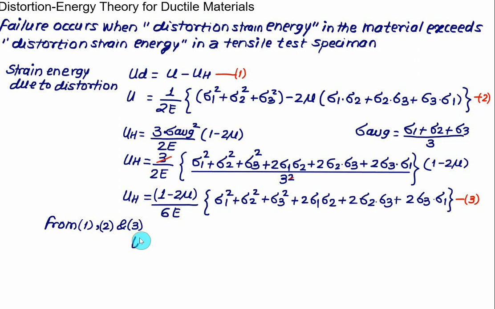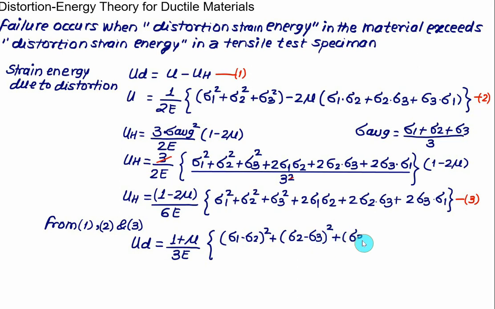So finally we are left with strain energy due to distortion equal to (1 plus Poisson's ratio mu) divided by 3E, multiplied by (sigma 1 minus sigma 2) whole square plus (sigma 2 minus sigma 3) whole square plus (sigma 3 minus sigma 1) whole square, and the whole thing is divided by, since I have written 3 here, I have to divide by 2. So 3 into 2 will be equal to 6.